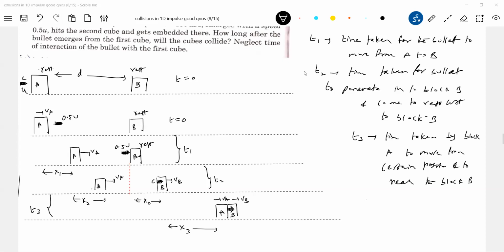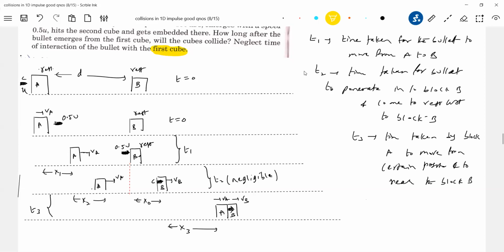T2 will not be small. That's what the entire question is. You can't neglect T2. He said to neglect the time of interaction of the bullet with the first cube. He didn't say to neglect the time of interaction of the bullet with the second cube. Got it? So T2 is not negligible. I'm making things clear. If you make T2 negligible and solve it, your answer will not match. You should be very careful about the question given, not the second cube.